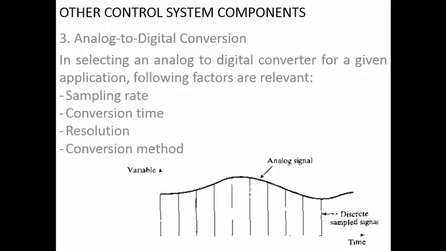The first one is the sampling rate. If you want a very accurate measurement and accurate representation, if you want to represent this curve or this output value more accurately, then you have to make the sampling in very short periods of time. So that is the sampling rate.